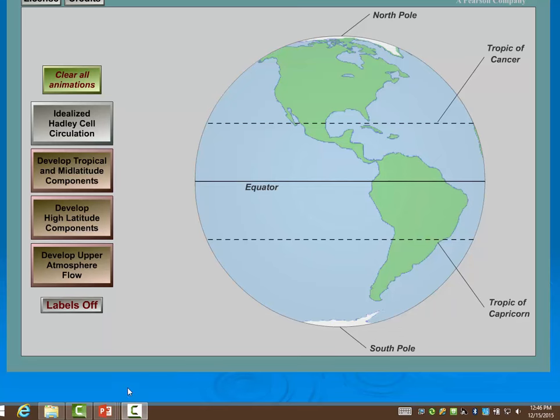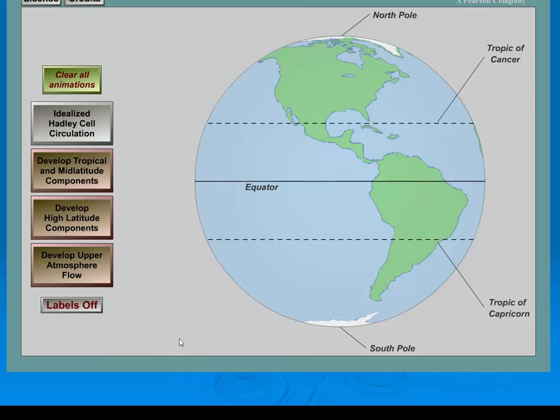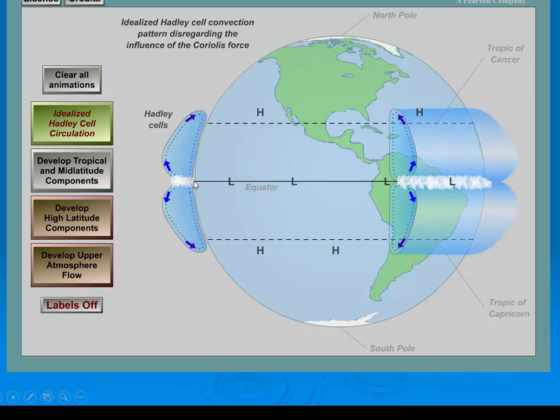All right, so let's go ahead and learn a little bit about the general atmospheric circulation patterns. Let's start by looking at this animation. So let's set up the idealized Hadley cell circulation.